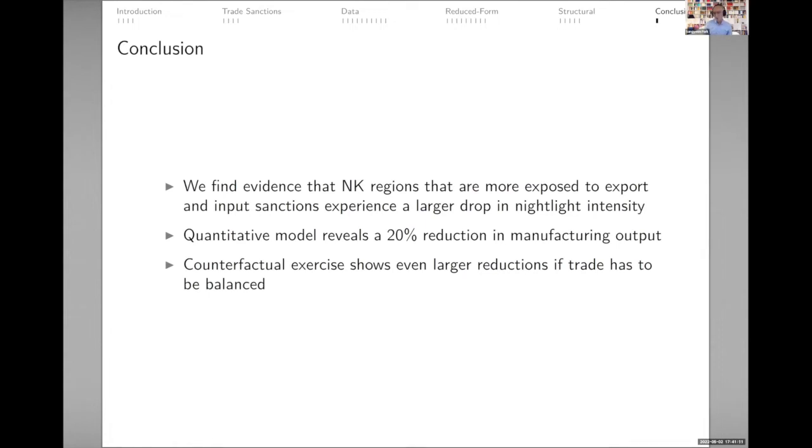To back out the aggregate impact, we combine the reduced form estimates with the quantitative model, and we find that overall there was about a 20% reduction in manufacturing output as a result of the UN trade sanctions. We also do a counterfactual exercise to see how North Korea's manufacturing output would vary if North Korea would have to balance their trade. So that's all I have for today. I'll be happy to receive any questions.